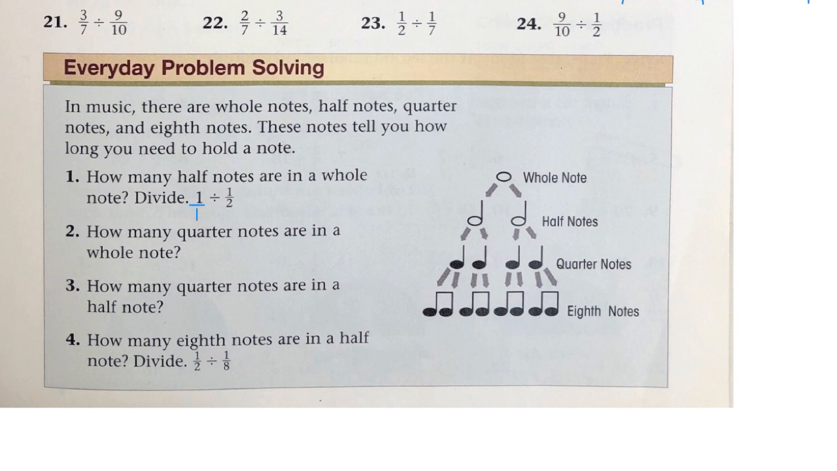So 1 over 1, change the division sign and flip 1/2 into 2 over 1. So now multiply, we get 2 over 1, which equals 2. So there are 2 half notes in 1 whole note. So that's how we know that our division with flipping that second fraction over works.